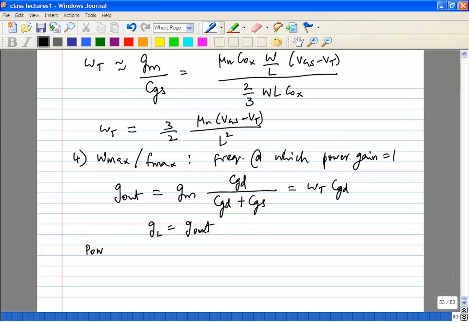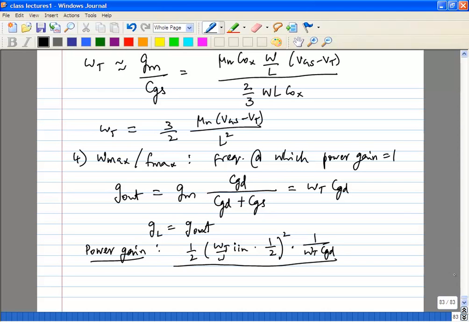So if you want to calculate your power gain, okay, what is the drain current? You know it's omega t over omega times IN, right? And half of that current goes through the load, whole squared. And then of course you're going to have a half factor because peak to RMS and so on, right? This is the power dissipated in the load.